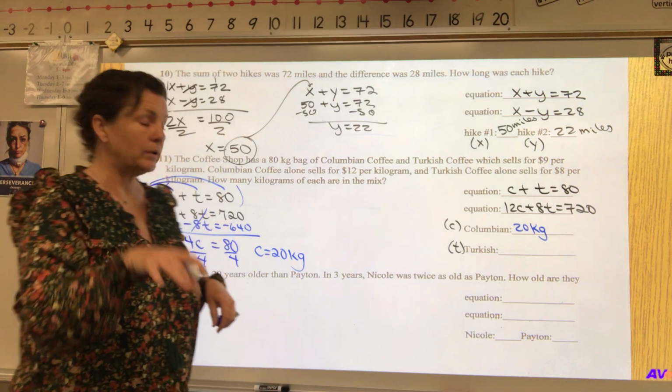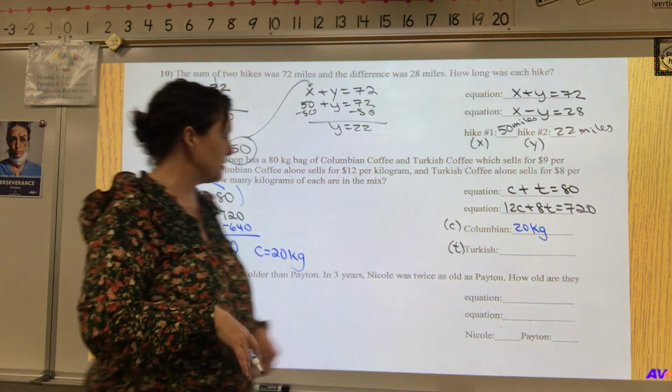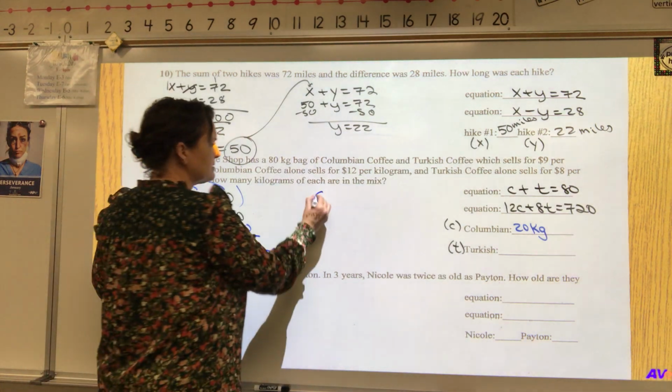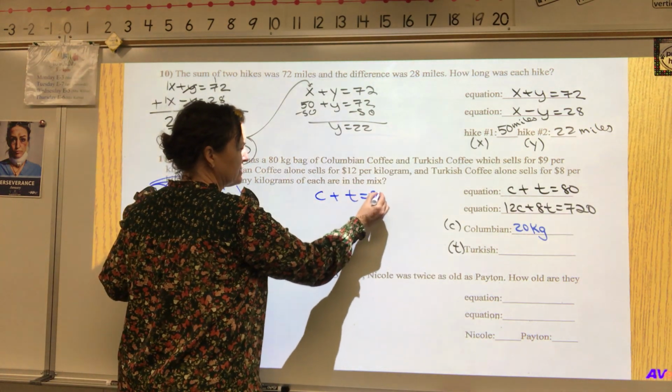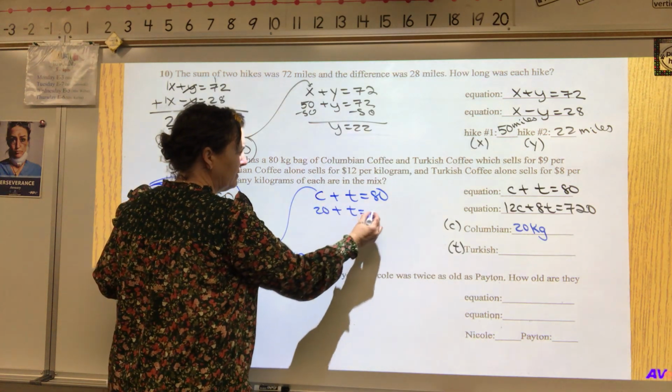Now we need to solve for the other one, because that's only Colombian. Remember, C for Colombian, T for Turkish. So we're going to find the other one. I would use that top equation. Well, it's just easier to use. So we know that C is 20. We're going to plug that back in.